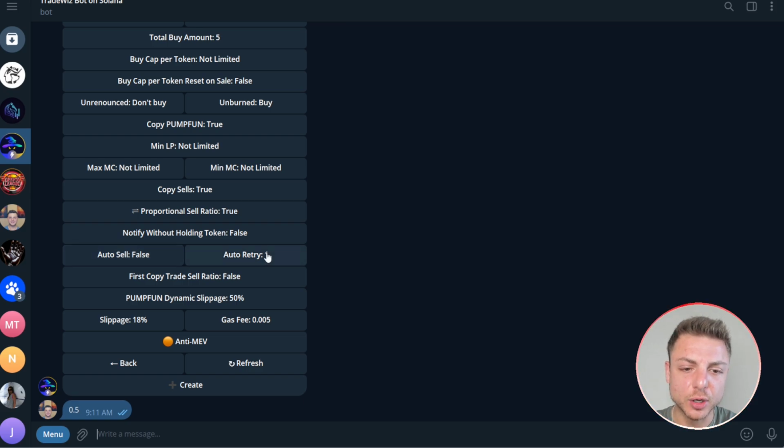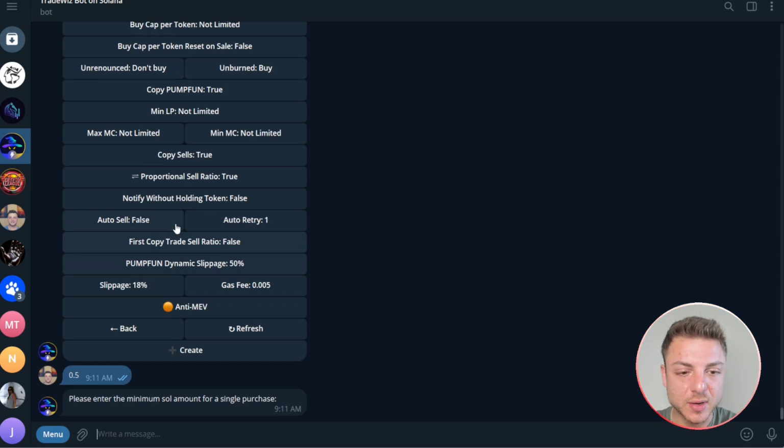Auto sell, auto retry to make sure it retries again. We can see first copy trade sell ratio, leave that off. Pump.fun dynamic slippage, you can leave that at 50%. Even though this slippage, sometimes actually increase that to maybe 20, even 30%. And even this gas fee, I do like to increase, maybe even double it, or even change that to an 8, even 9, or just double it and put a 1 over here. Makes it a lot easier. And then we can just go here and just go create.